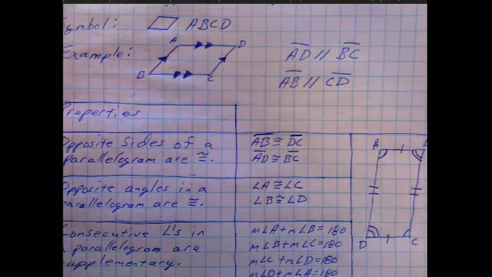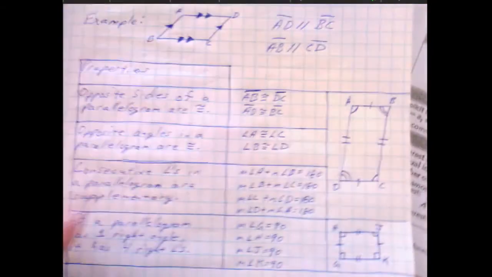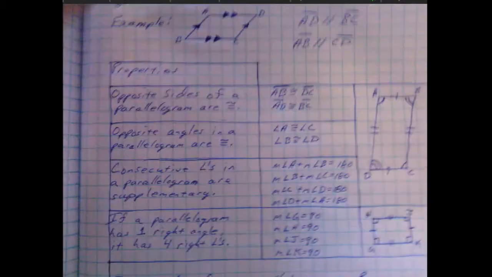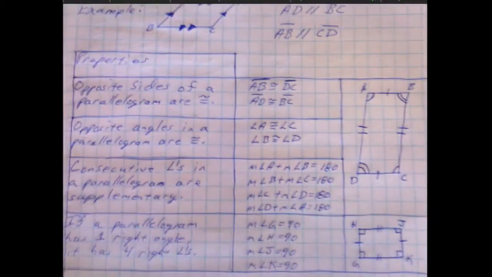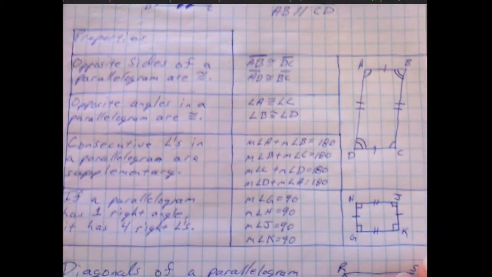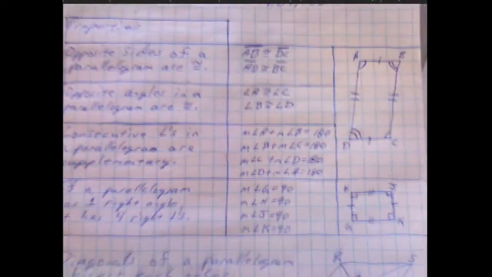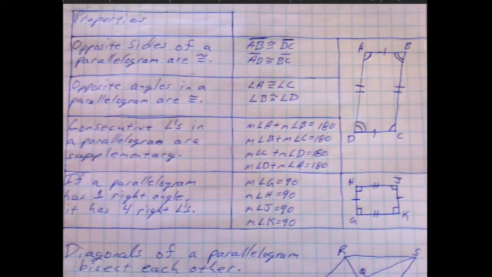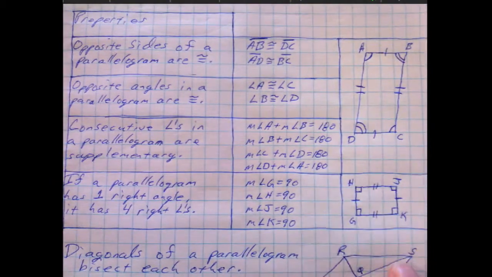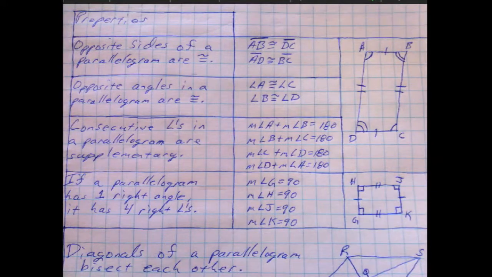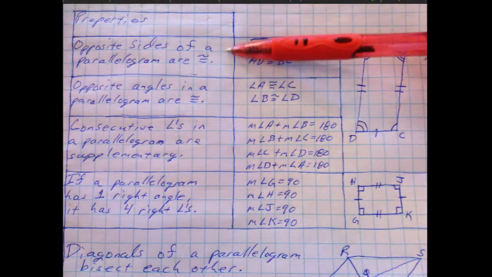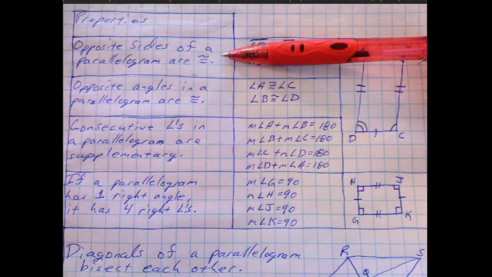Okay, so next I have a chart for you that has several different properties going on here. Let me just get that centered so you can actually see all of it. Alright, so the first part of our chart has some properties here. The first one says opposite sides of a parallelogram are congruent.